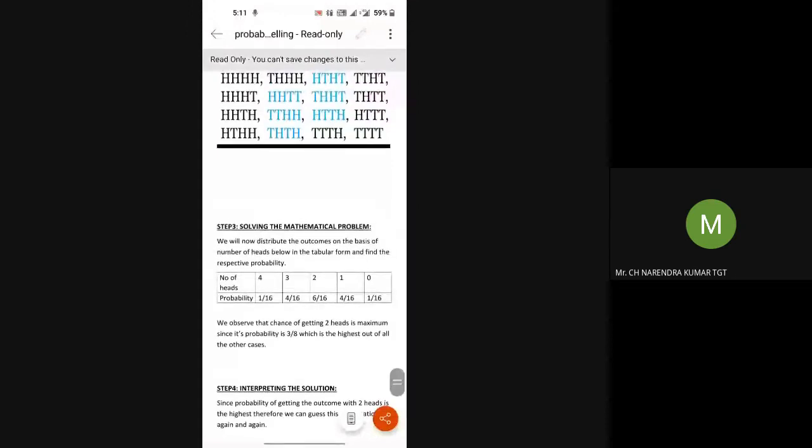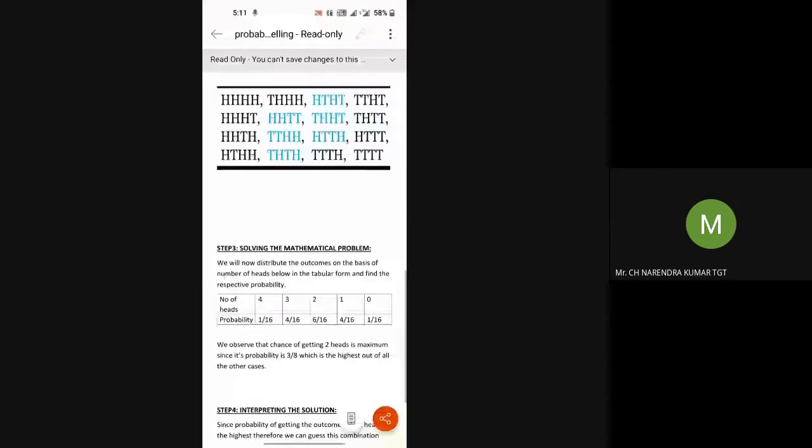There is only 1 case out of these 16 cases where all heads are turning up. So probability becomes 1 by 16. Now if 3 heads are coming, in that we have only 4 cases. So probability becomes 4 by 16, which is 1 by 4. There are 6 cases in which 2 heads are coming up. So the probability becomes 6 by 16, which is 3 by 8.